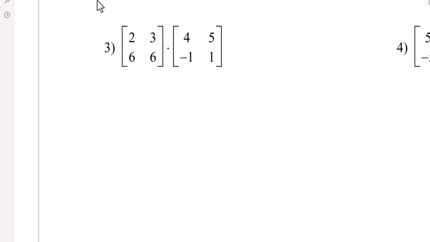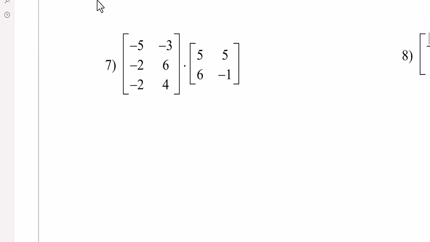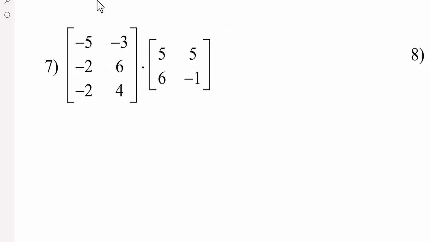Let me look at this. Oops. I apologize for that. Be careful about making it too big. So this is a 3 by 2. This is a 2 by 2. The middle numbers agree. So the answer is going to be a 3 by 2. Now sometimes it's going to surprise you. So for example, you don't have to write this down. If we had X, Y, Z, A. This is a 1 by 4.